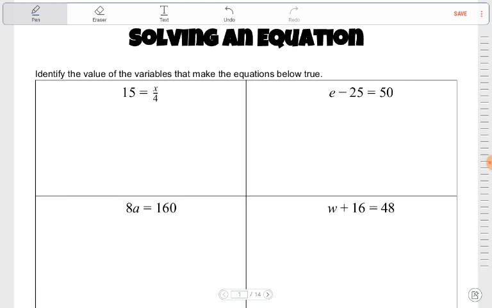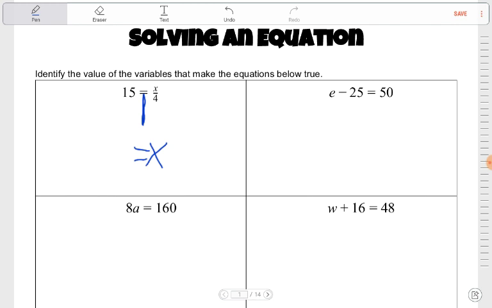In my first one, I have 15 is equal to x divided by 4. So the first thing I'm going to do is draw my wall down the center, and I can even say what I want my answer to look like, and that's x equals, and I'm looking for the value of x that makes this true. So a number divided by 4 equals 15.